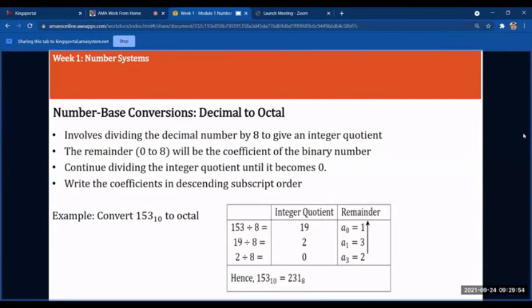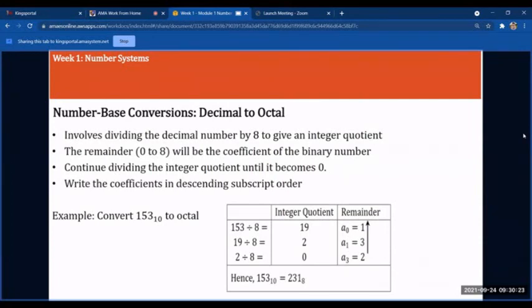Convert 153 base 10 to octal. So what we have to do is to do the same as we did earlier. So 153 divided by 8. So ano yung quotient natin? 19. So what is the remainder? We have 1. Then 19 divided by 8. So we have 2. So ano yung remainder natin? 3. Okay, so kasi 8 times 2 is 16. So ano yung natira? 3.